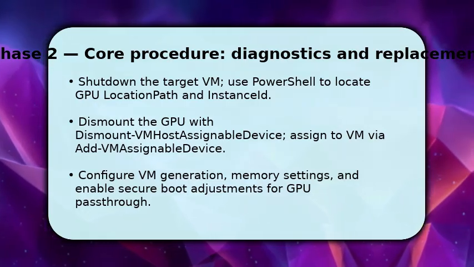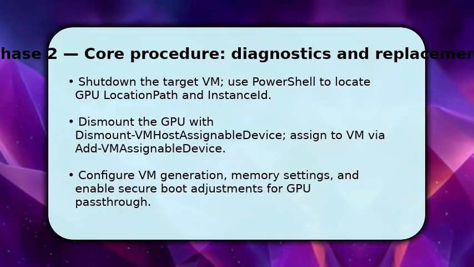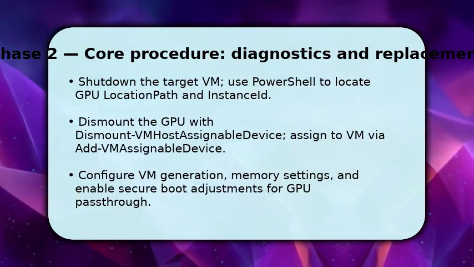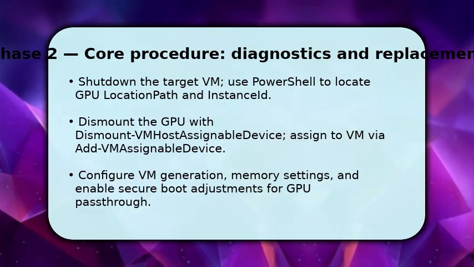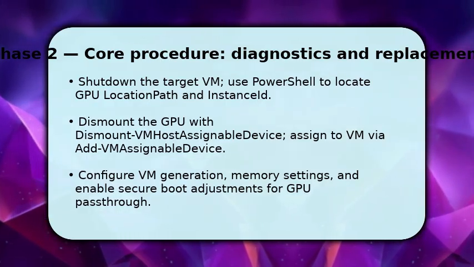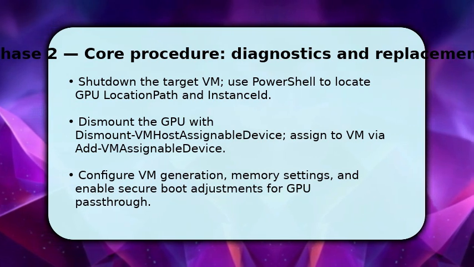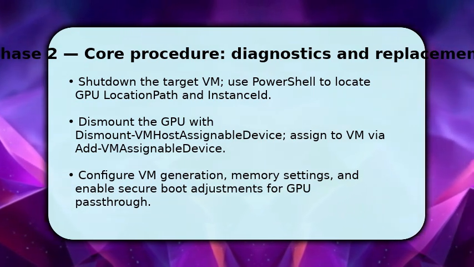Then, dismount the GPU from the host and register it for assignment. Use Dismount-VMHostAssignableDevice and Add-VMAssignableDevice to attach it to your VM. After assignment, adjust VM firmware and memory to meet vendor requirements.